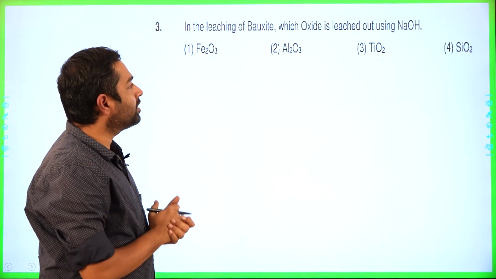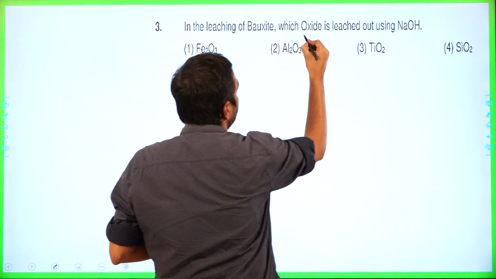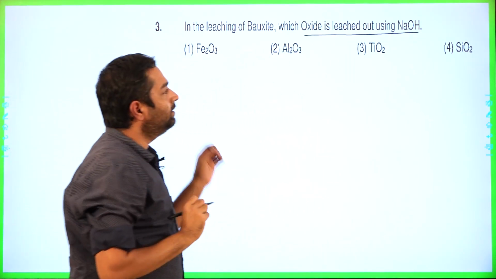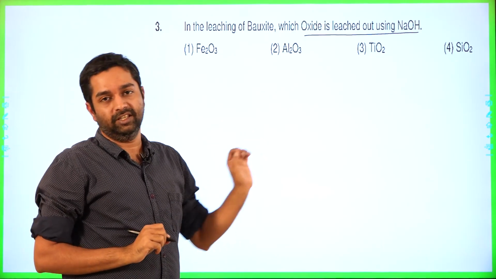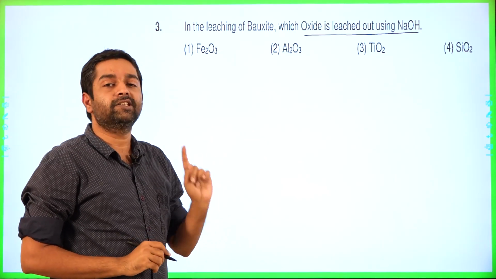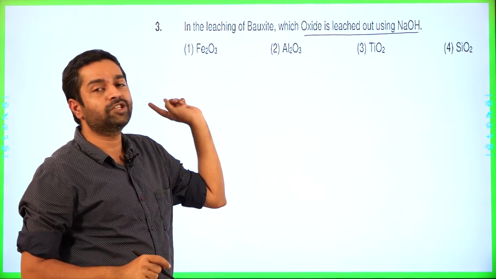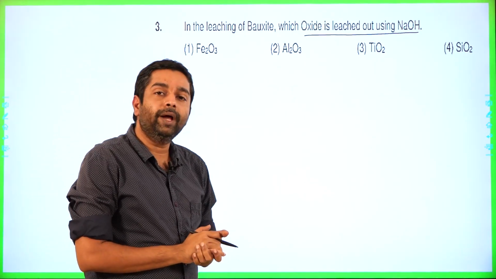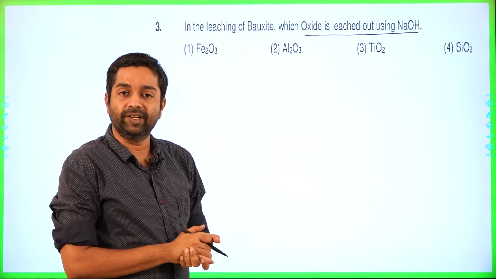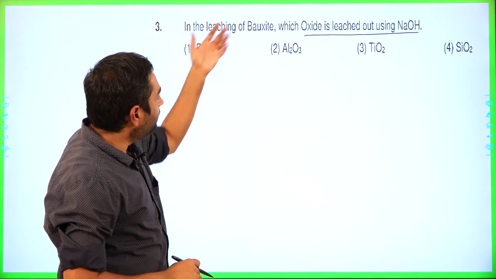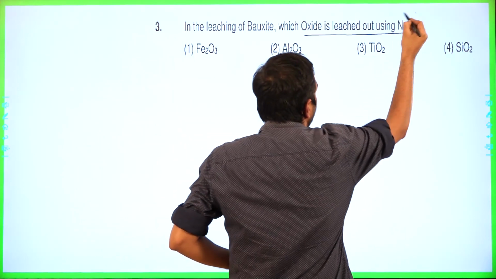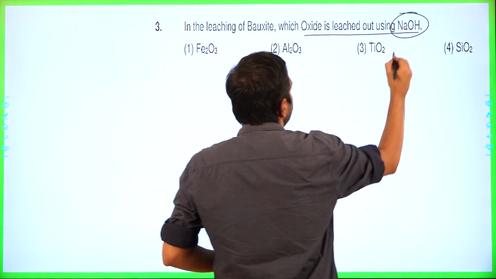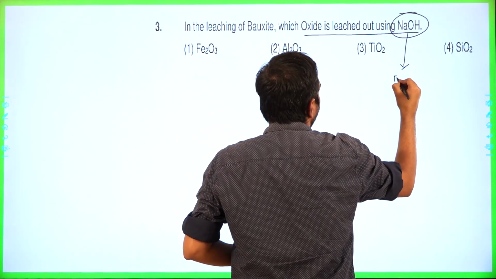In the leaching of bauxite, which oxide is leached out using sodium hydroxide? This is actually an easy question, but there is a small controversy if the options are given as they are. Now, why am I saying there's a tiny controversy in this particular case? When you have leaching done using sodium hydroxide, this is a process which is referred to as Bayer's leaching.